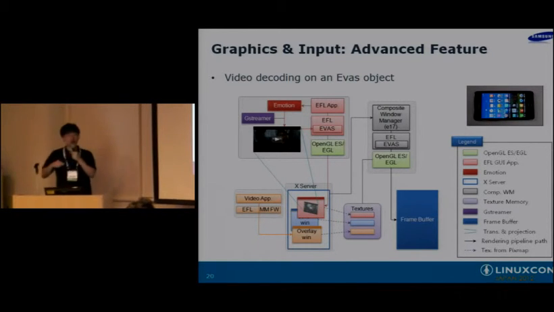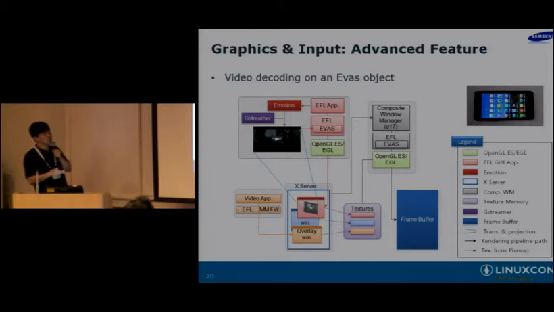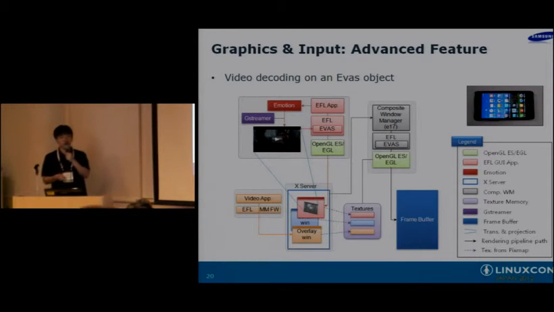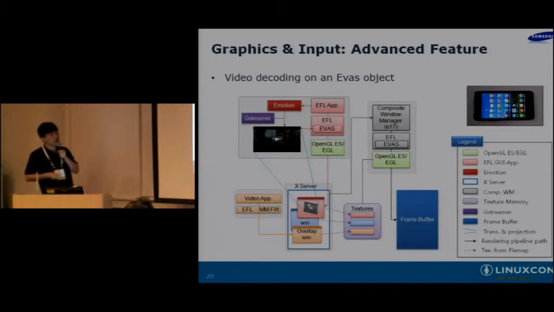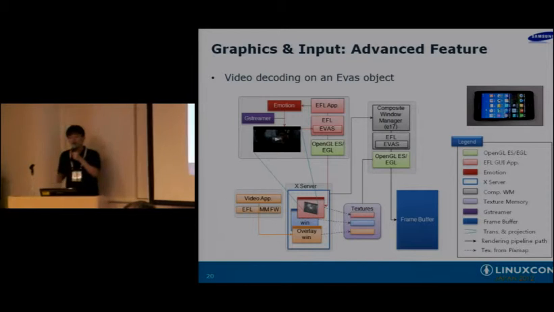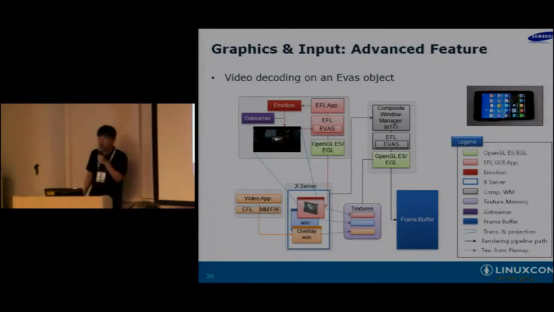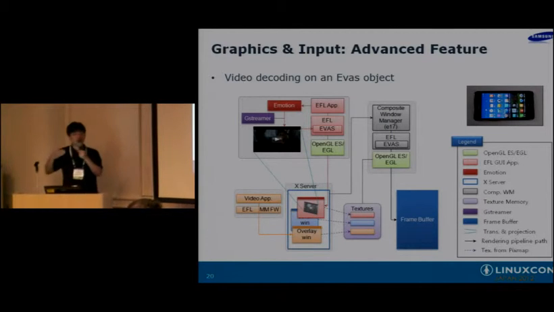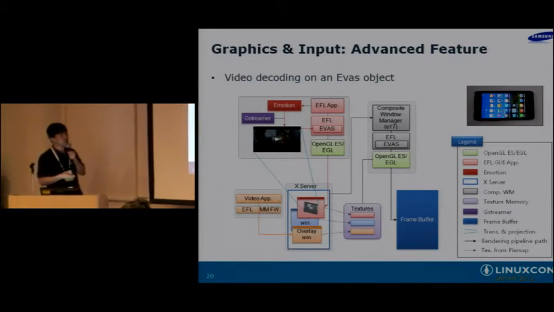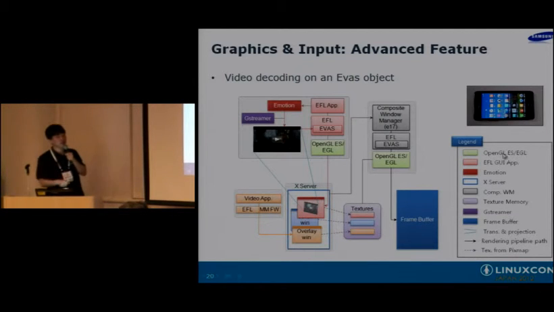Then you can transform this rendering result based on the EVAS. So the transformed result will be on your window. Of course, we can provide full screen overlay window playing of video contents. All those applications' contents will be rendered on the textures here.